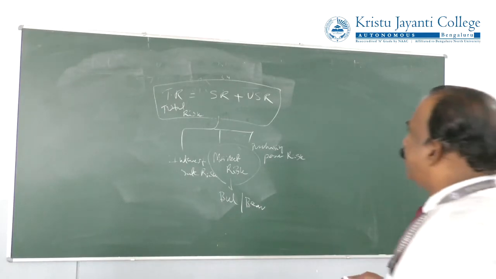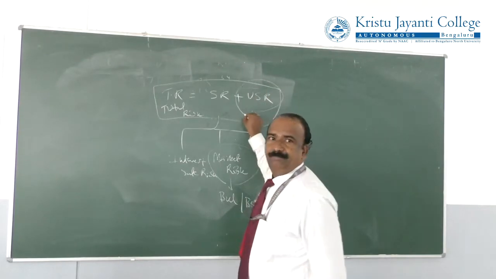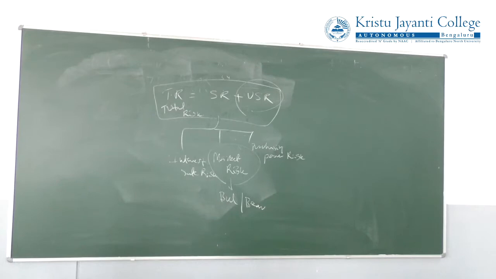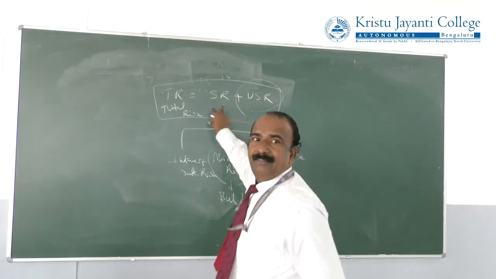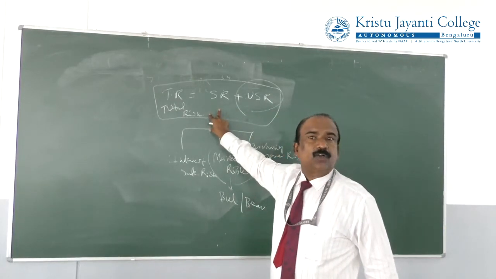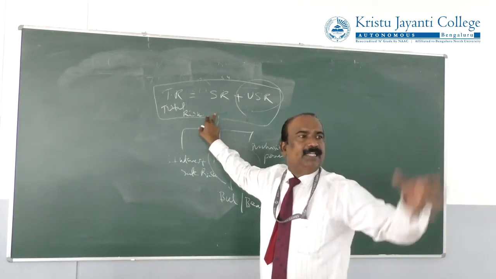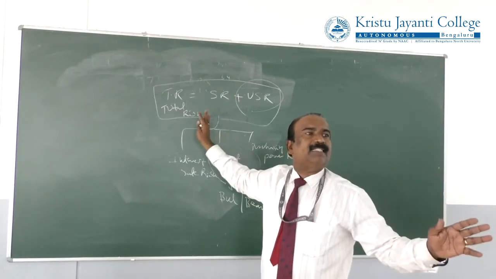The second component is unsystematic risk. Controllable risk. Diversifiable risk. Unsystematic risk, controllable risk, diversifiable risk, which is related to a particular company, a particular industry. This is common to everybody. Systematic risk is what? Common to everybody. Okay, whether you are a big company or a small company, every company is subject to it.